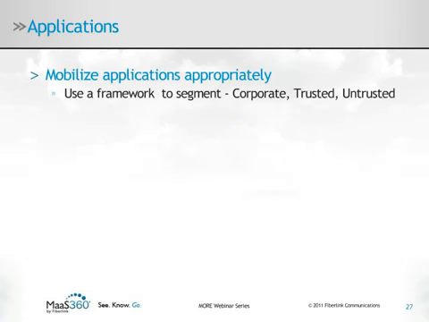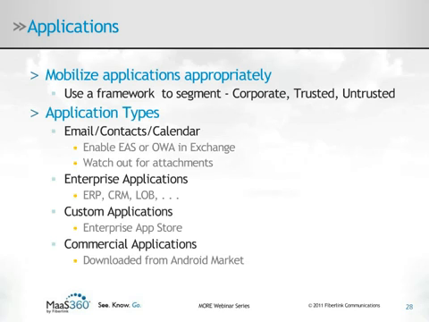When deciding on applications, it's really about determining which applications different segments of your user population are permitted to use, and of course what applications they may not be permitted to use. And I do think it helps to use a framework, as we did with users, the corporate, trusted, untrusted type of framework, to help make the decisions about which applications different user groups are permitted to use and which applications they aren't permitted to use. And there are really 4 basic application types that you need to evaluate.